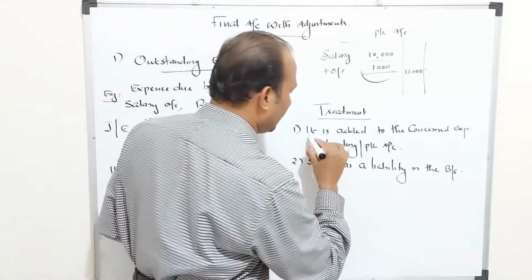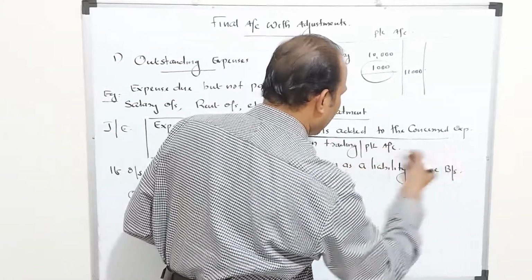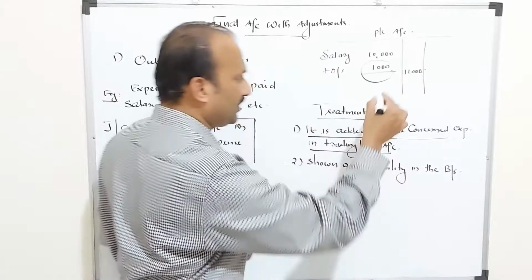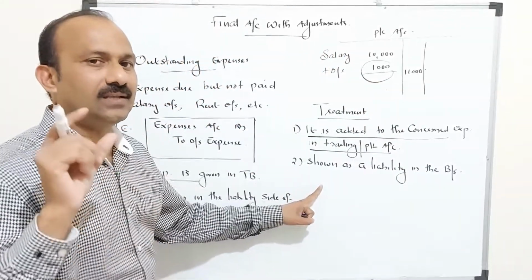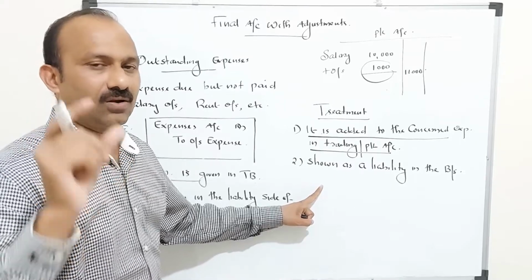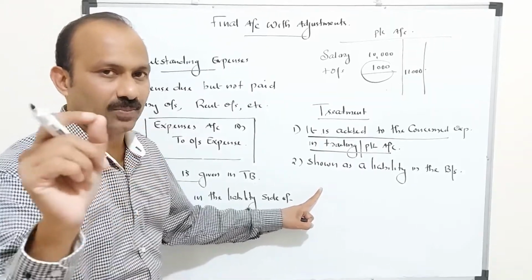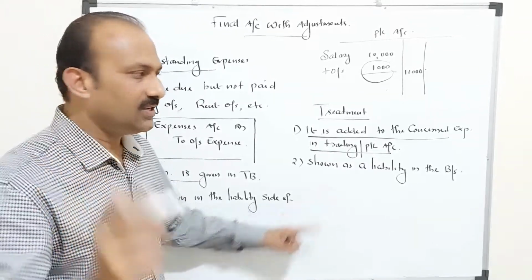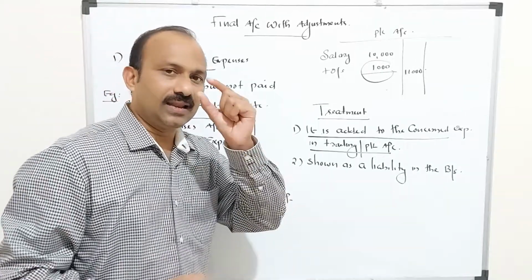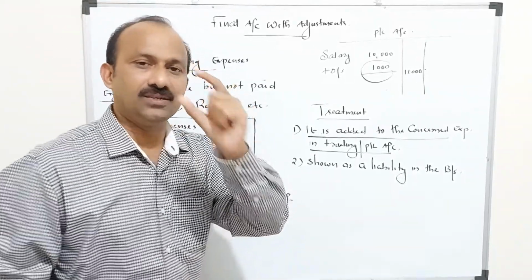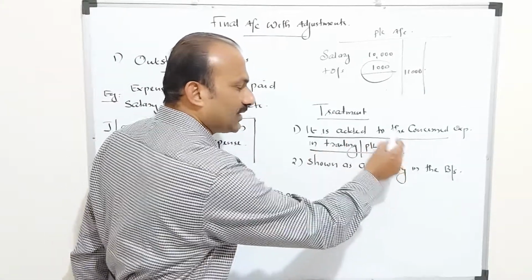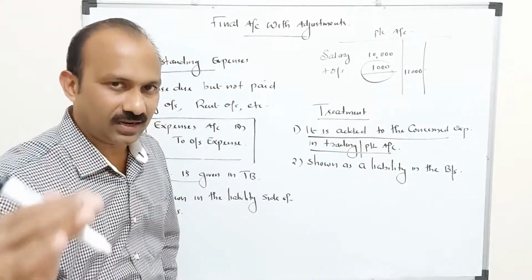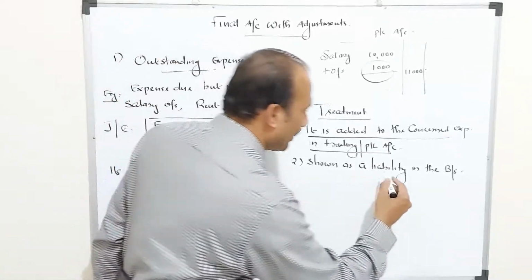The first treatment is, it is added to the current year expenses in trading or profit and loss account. Second one, this expense is still not paid. Salary or rent or any expense still not paid. That means it is a liability. So it will be shown in the liability side of the balance sheet. Two treatments are there. Number one, it is added to the concerned expenses in the trading or P&L account. Number two, it is shown as a liability.